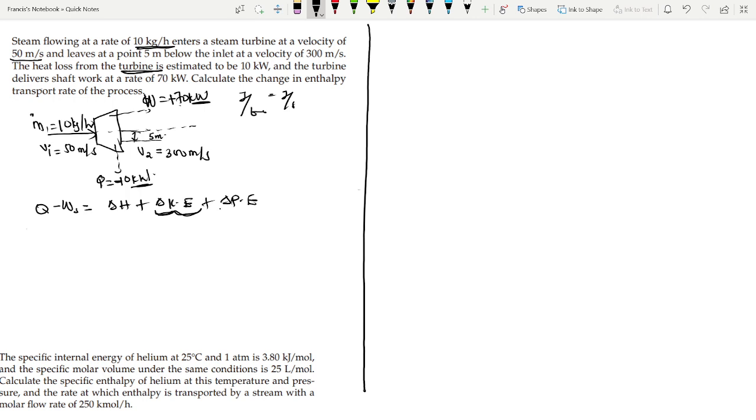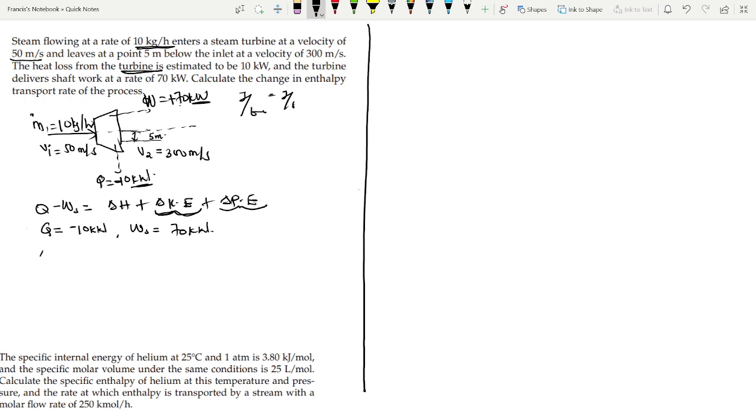And then for the potential energy, anytime you see that there is a change in the elevation of the system, so probably the inlet stream is at a higher elevation than the outlet stream, or the inverse of that, then you should know that you have to include potential energy. It's not negligible. Now let's come back to our equation. Let's find our terms separately, and then we can put them into the equation. Our Q is -10 kilowatt. Our Ws is 70 kilowatts.